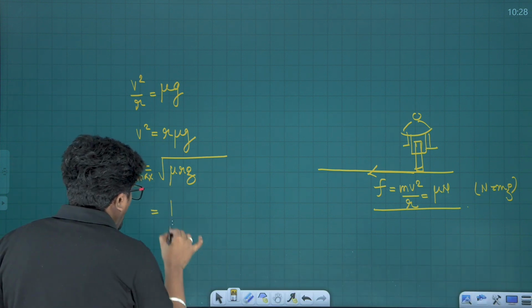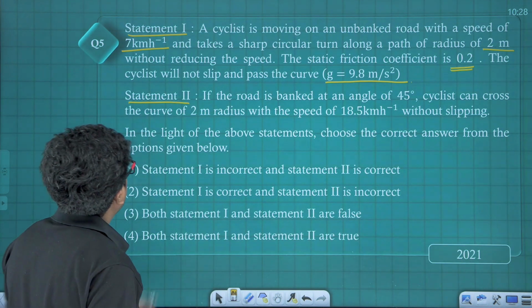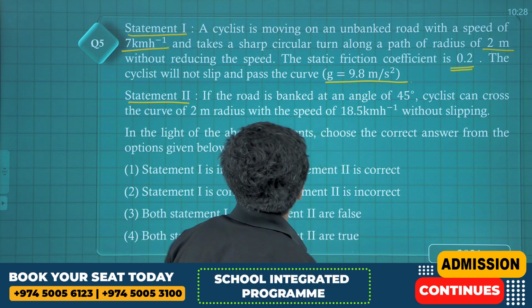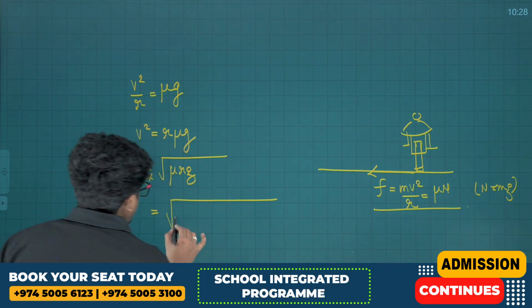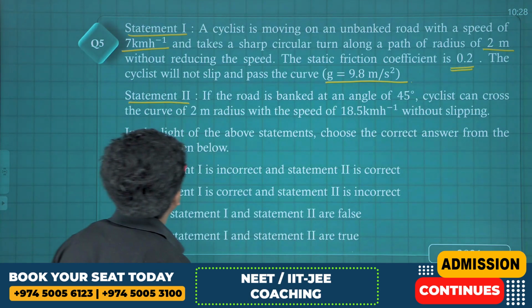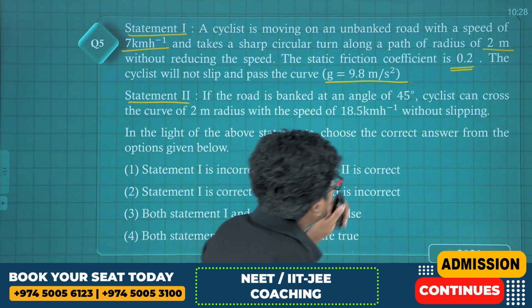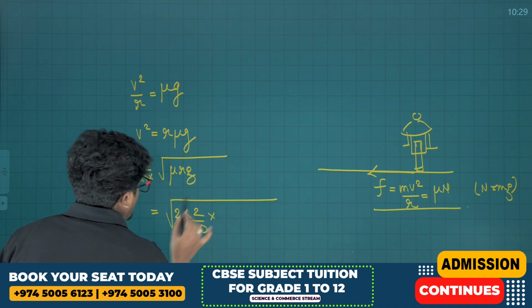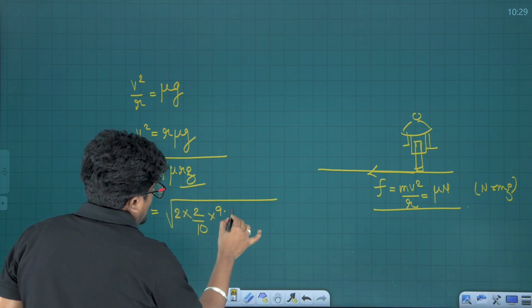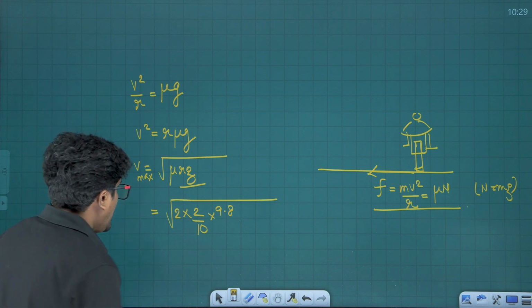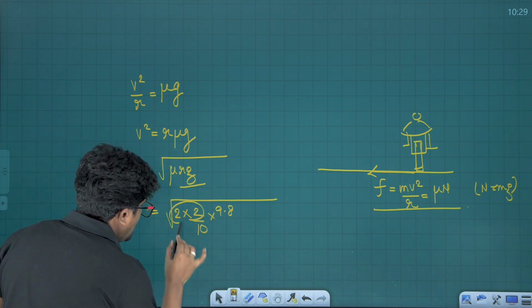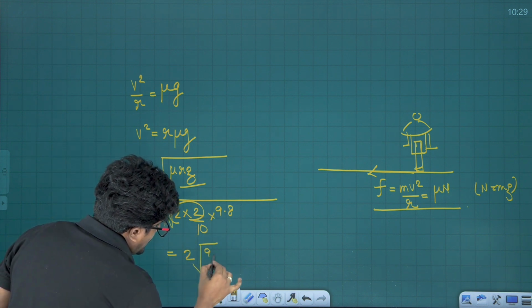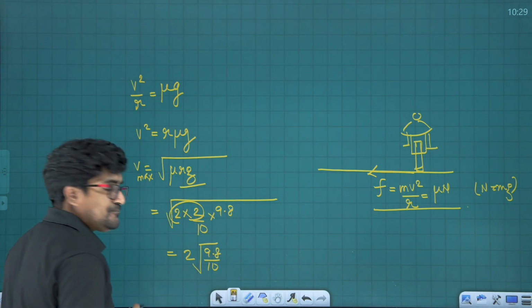And here this is going to be root of, what are the parameters given? Radius r is given as 2, isn't it? So radius r is 2, and coefficient of friction mu is equal to 2 by 10. So it's going to be 2 by 10 into here g is 9.8. Alright. So here of course this will come out as 2, and here this is root of 9.8 by 10.